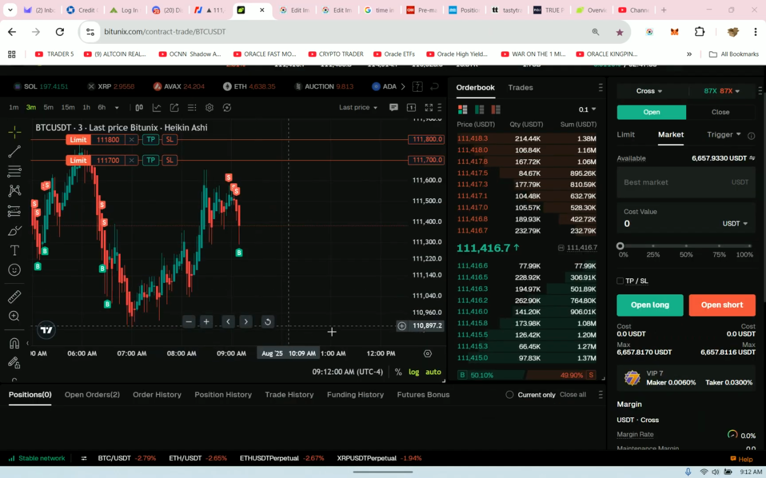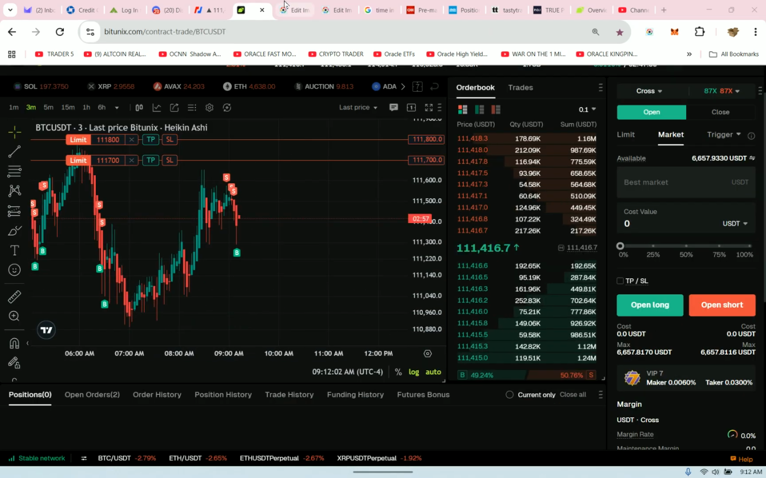357. Okay, check this out. The price is going up. Look at the screenshot, 357. This is why we exited. We didn't want to get caught down there. All of our funds are intact.